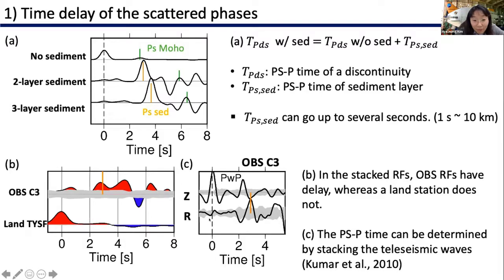The time from zero to the orange vertical line is the Ps minus P time coming from the sediment. And if I place this orange vertical line at the same place in this receiver function stack, it is located at a place that seems very plausibly caused by sediment.